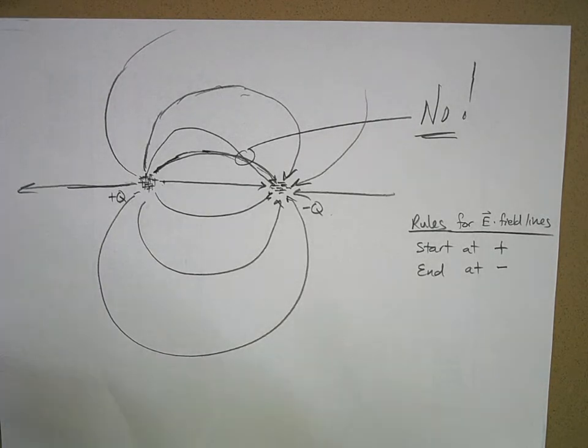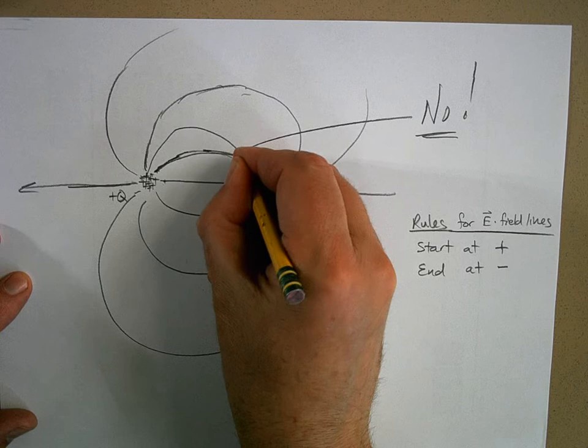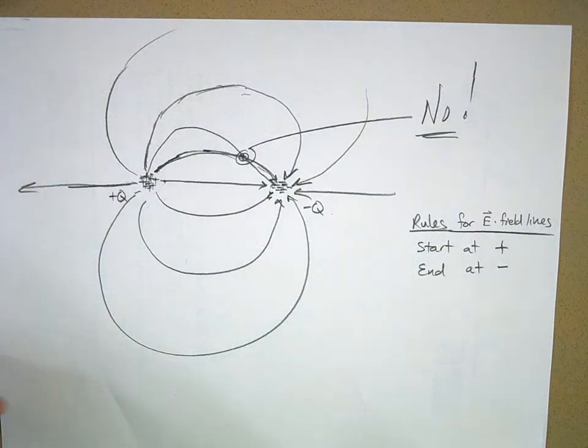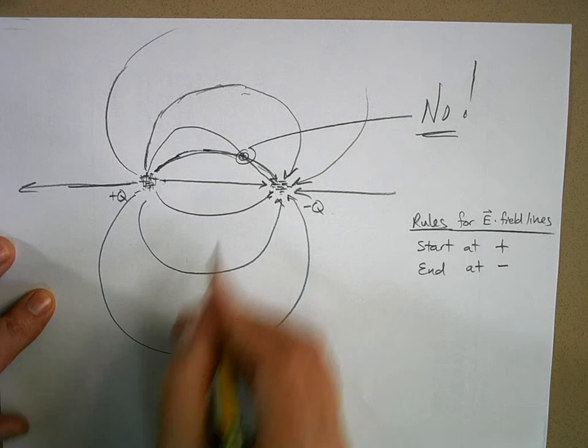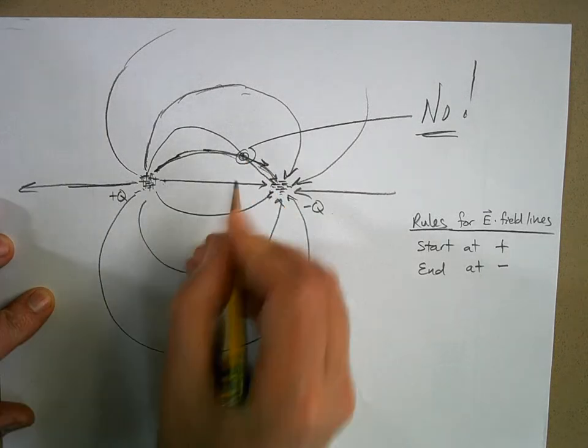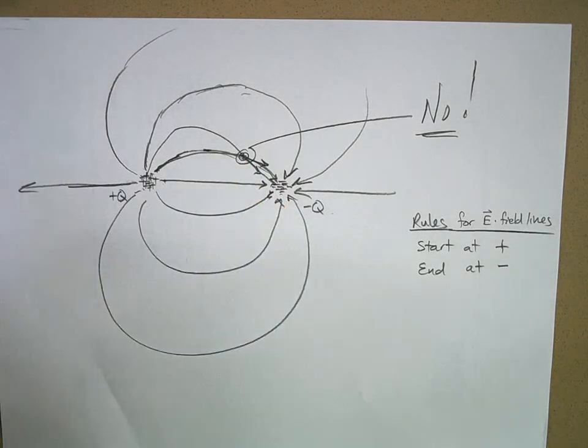Put my little test charge right here. If you cross a field line, you're saying that when I add up the electric forces, they're going to push me in this direction and they're going to push me in this direction at the same time. Which makes no sense. When you add them together, they're going to push you in one and only one direction. This makes no sense.